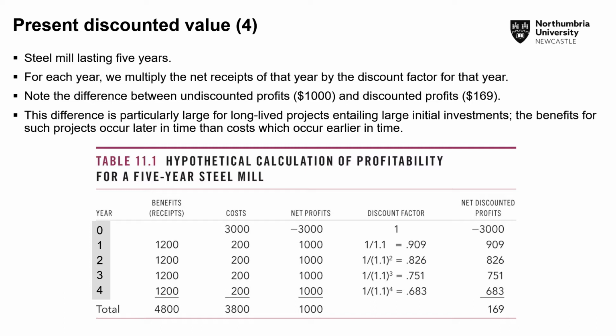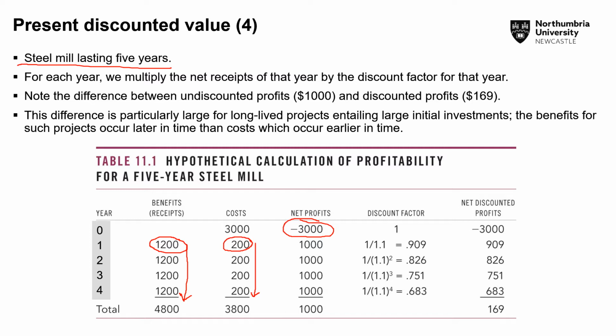So here is an example. Let's say that the government wants to build a steel mill that will last 5 years. And the initial startup costs today are $3,000. Then every year there is a receipt of $1,200, and that happens for 4 years. The costs associated with running the steel mill are equal to $200, and that is the outlay over the next 4 years. So what is it that we do?